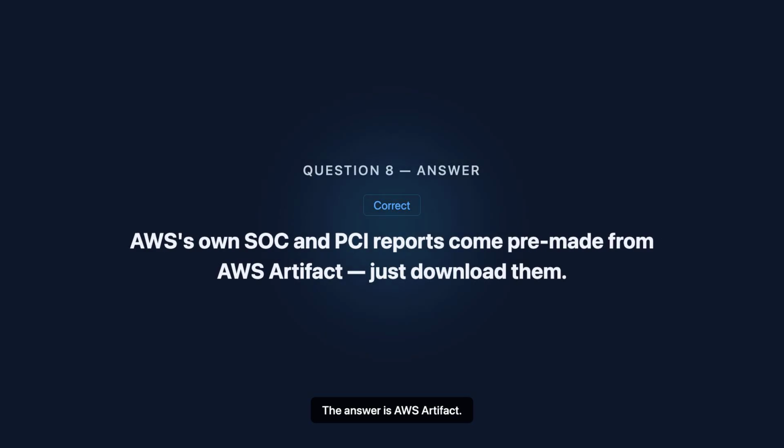The answer is Amazon Web Services Artifact. The SOC and PCI DSS reports already exist. Amazon Web Services has them produced by independent auditors, and you simply log in and download them, free. You don't build these yourself. That's precisely what Artifact exists for.